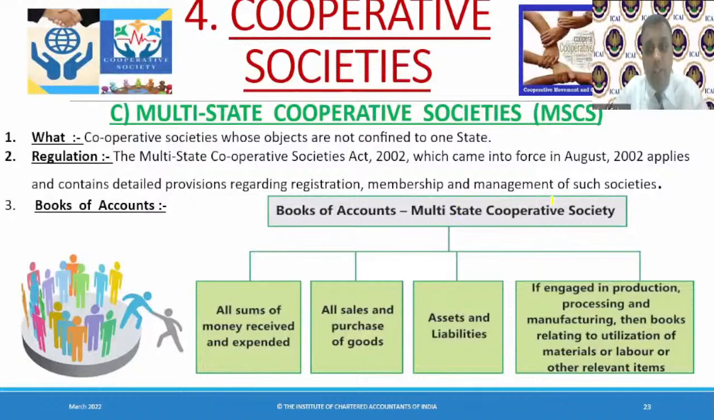The audit of a multi-state cooperative society is done in a similar manner; nothing has changed, so just give it a brief reading. Whatever we have, qualification of audit report and power of the central government. What I am concerned with most is the power of the central government to direct special audit in certain cases.